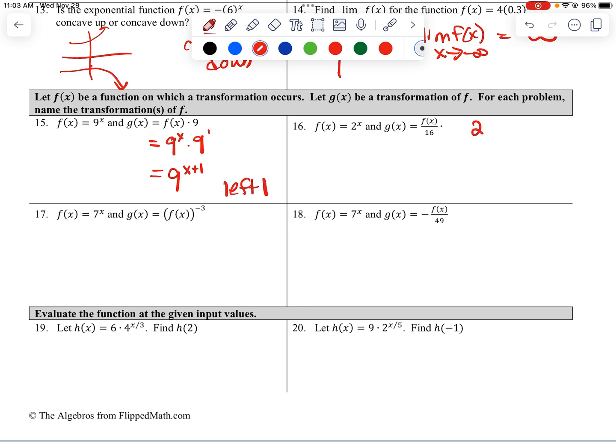So this is now 2 to the x over 16. Well, I want common bases. So 2 to the x over 2 to the 4th. So that's 2 to the x minus 4. So that's to the right 4.